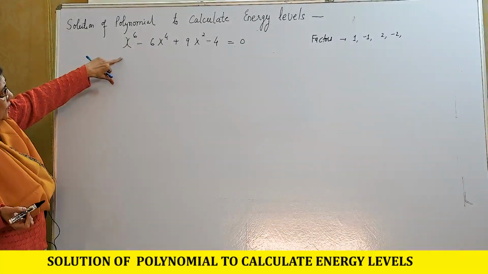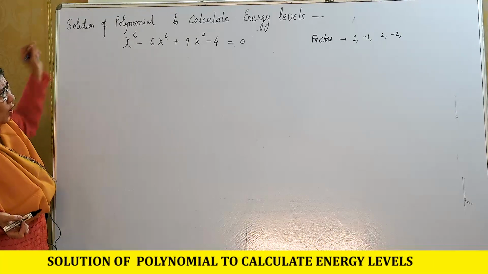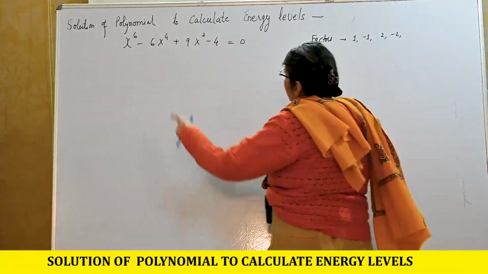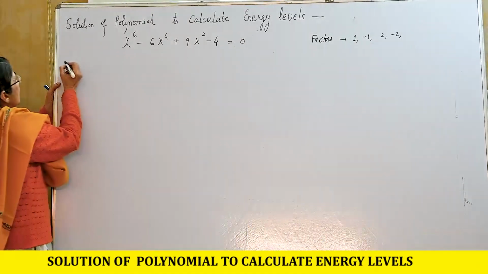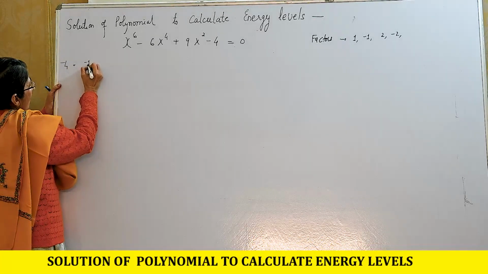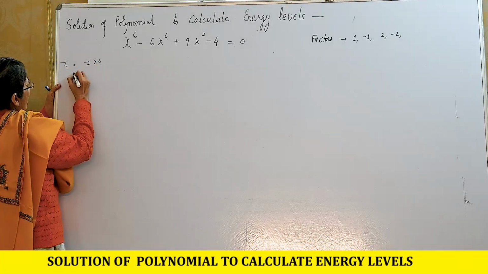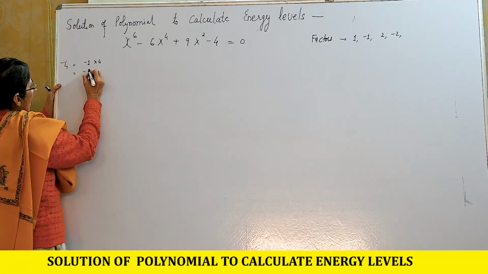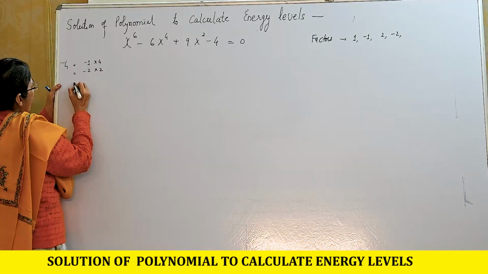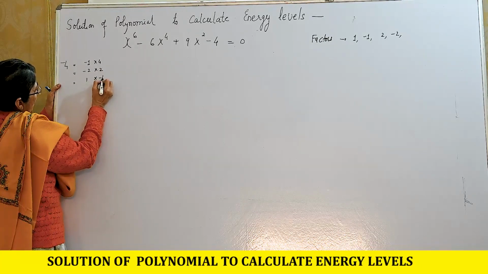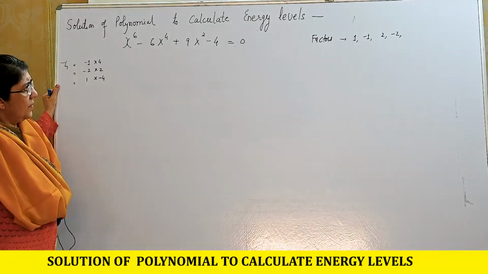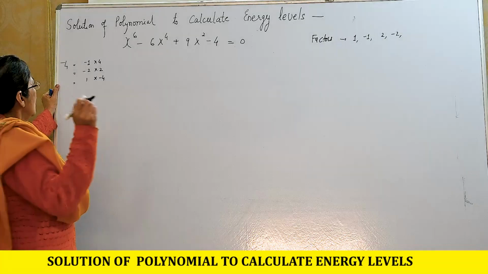So this is the polynomial which we will solve, and the factors are these. When we factorize this -4, we get these factors: it can be -1 into 4, or -2 into 2, or 1 into -4. So we are taking these factors: 1, -1, 2, -2.